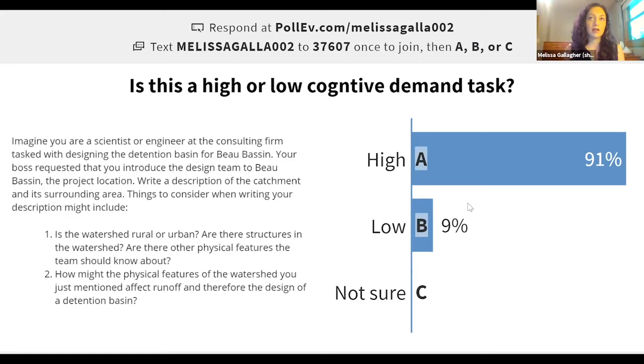So for instance, if I asked a ninth grader to do some differential equations, that would be too hard for them. But if they were ready for it, then just following the procedures of differentiating might not be a high cognitive demand task, if that makes sense. So we assume that they're ready for it.